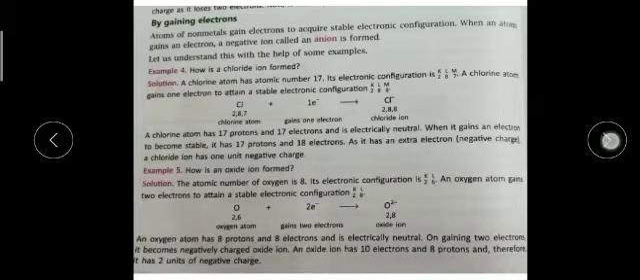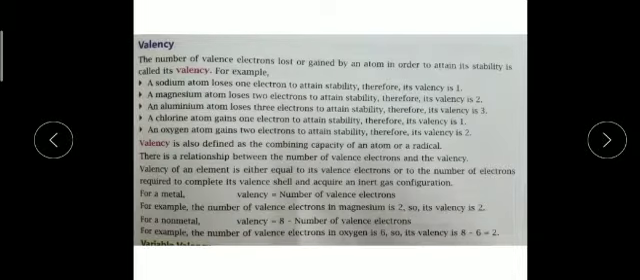negatively charged. Now what is valency? The number of valence electrons lost or gained by an atom to attain stability is called its valency. A sodium atom loses 1 electron, so the valency is 1. Magnesium loses 2 electrons, so the valency is 2. An aluminium atom loses 3 electrons, so the valency is 3. A chlorine atom gains 1 electron, so the valency is 1. An oxygen atom gains 2 electrons, so the valency is 2.